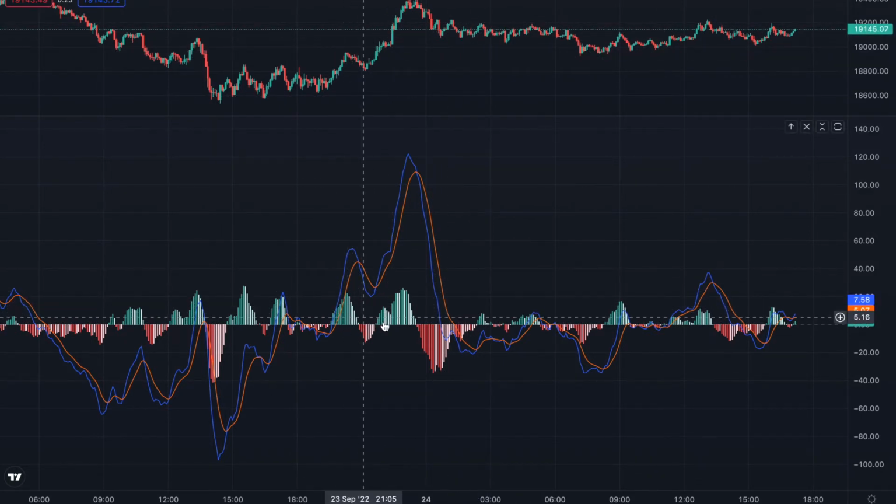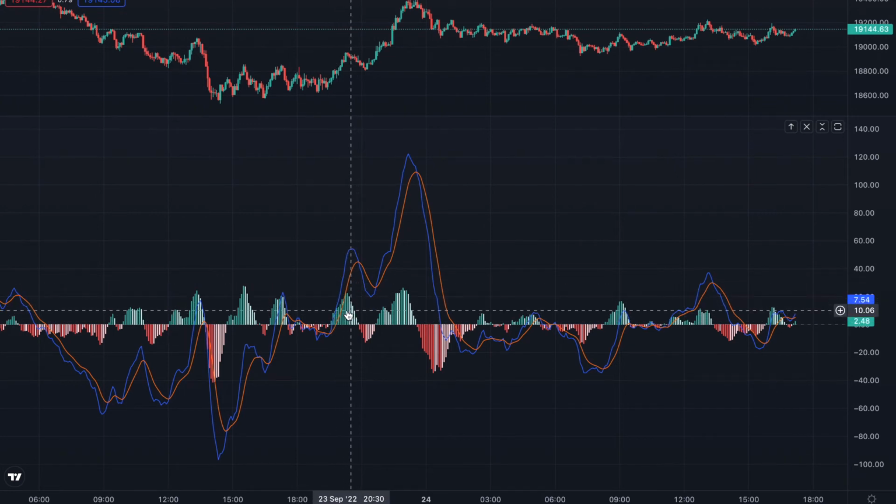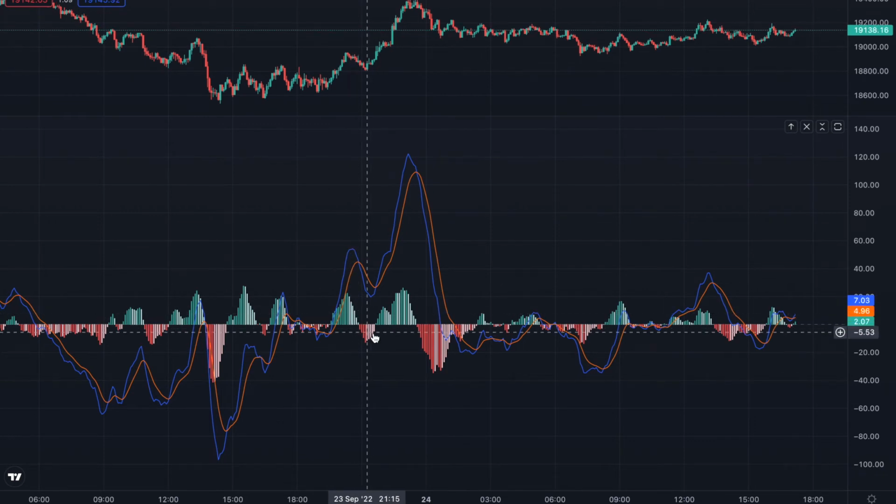And these histogram lines of green and red color show us the trend. Like green color shows the uptrend and the red color shows the downtrend. These dark green candles show that the trend is rising up, and these light green color candles show that the trend is falling down. Similar is the case with these red candles.